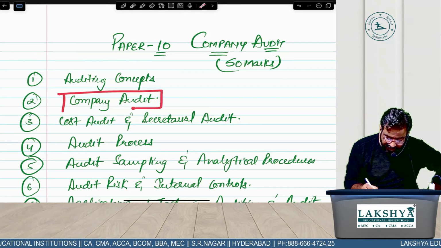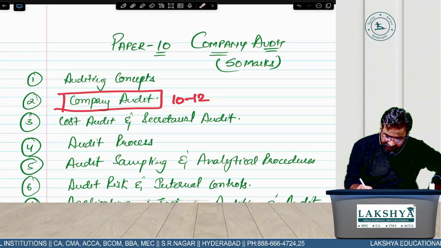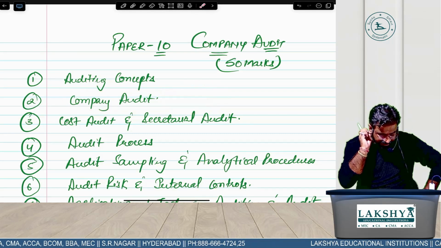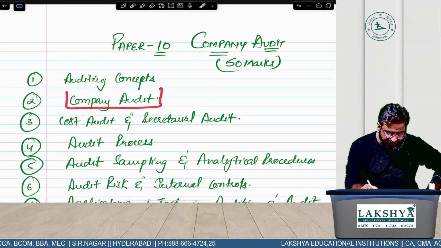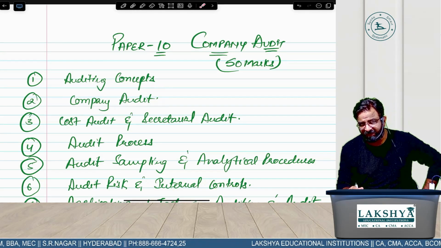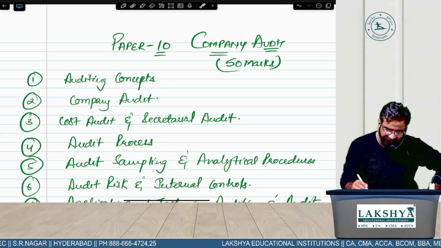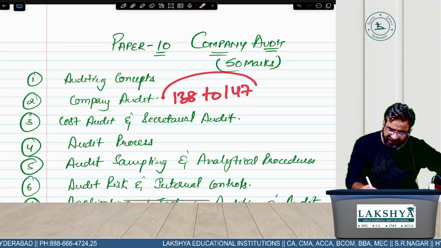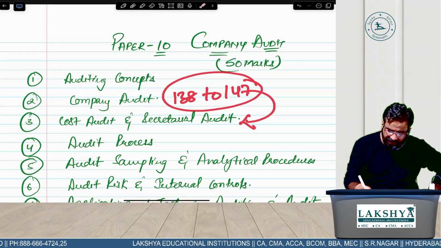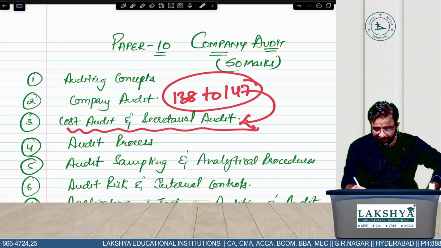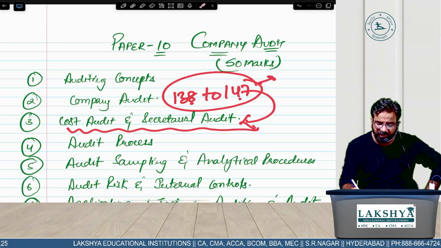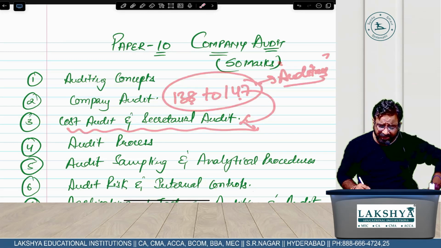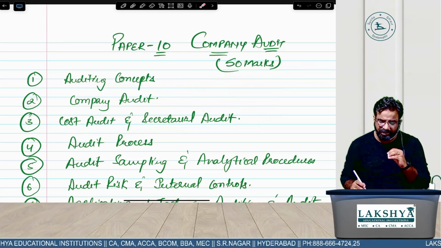Coming to the next chapter, highly important, it deserves 10 to 12 marks in your examination, right? The beauty of this chapter is that, as it is the same chapter, you are going to find it in your CMA final Cost and Management Audit subject as well. Starting from section number 138 to 147, because 148 we are going to cover in the next chapter. In 138 to 147 you will come to know everything about the person called the auditor.